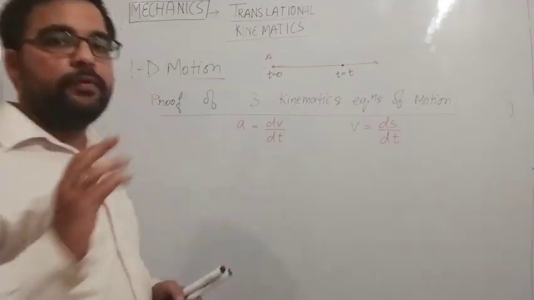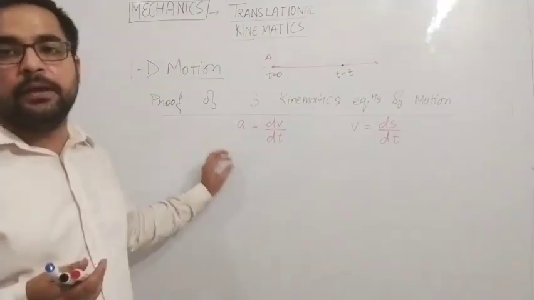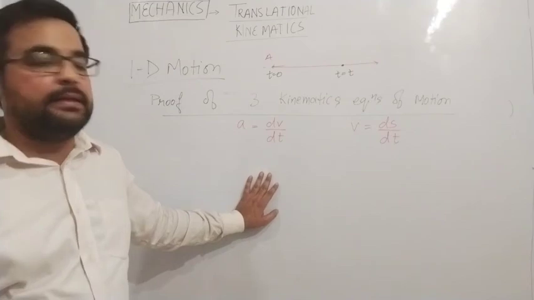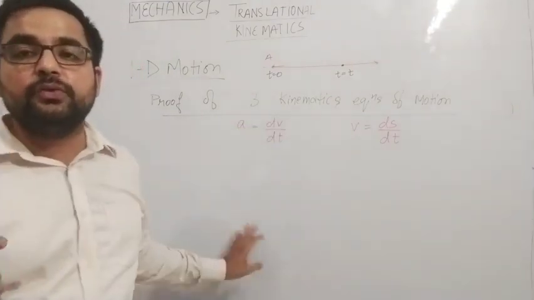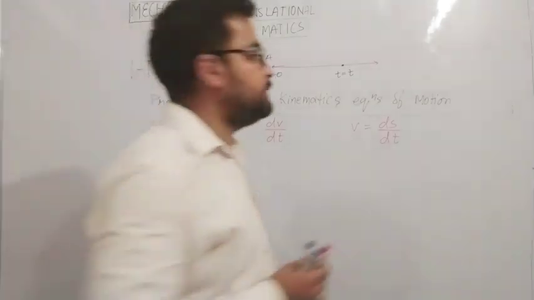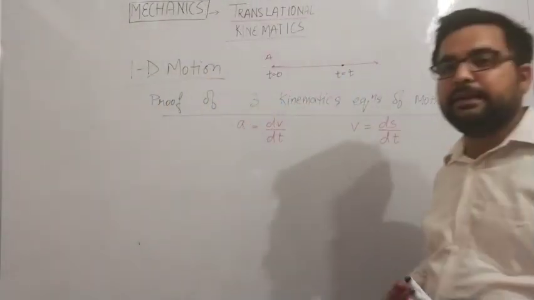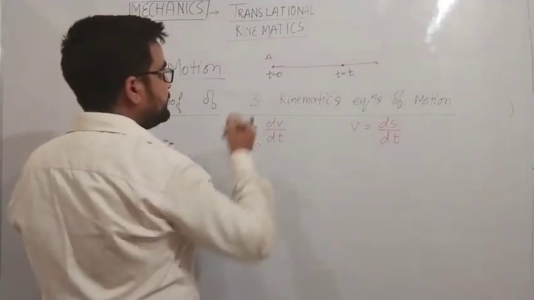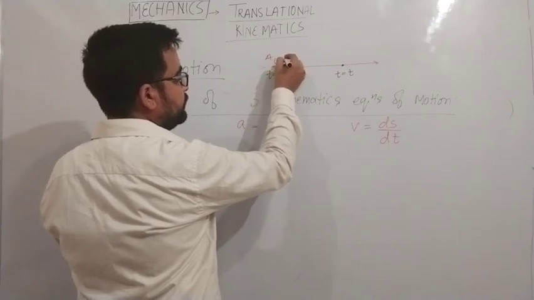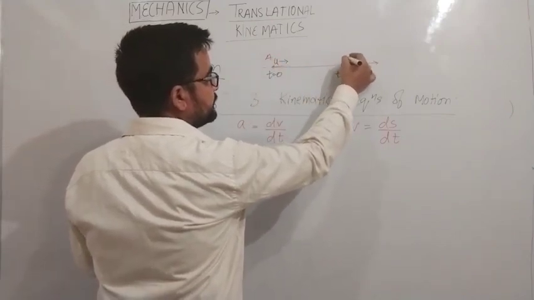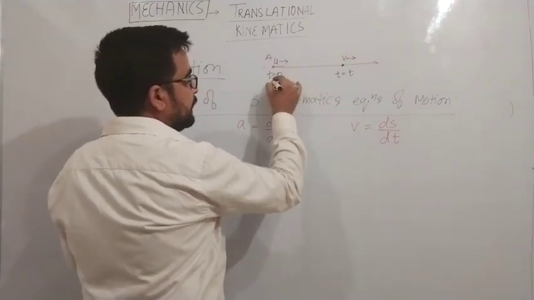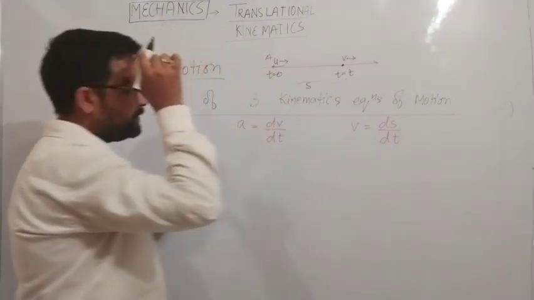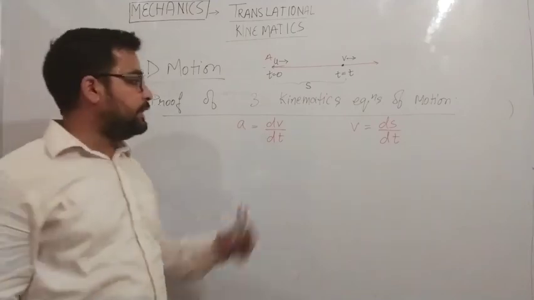We have only one objective in the proof: to see why the kinematic equations of motion are used only for constant accelerated motion. So initially, suppose the particle had velocity u in this direction, and at time t is equal to t it has v in the same direction. The distance covered, or the displacement, here will remain the same, that is equal to s.